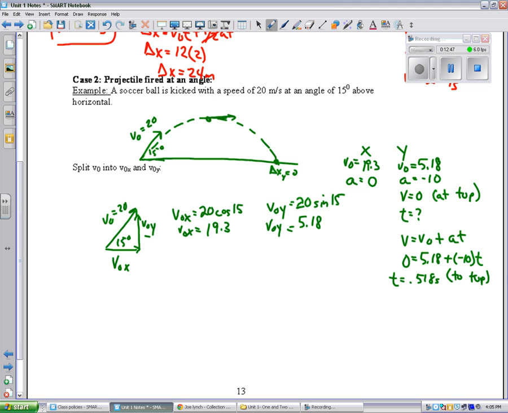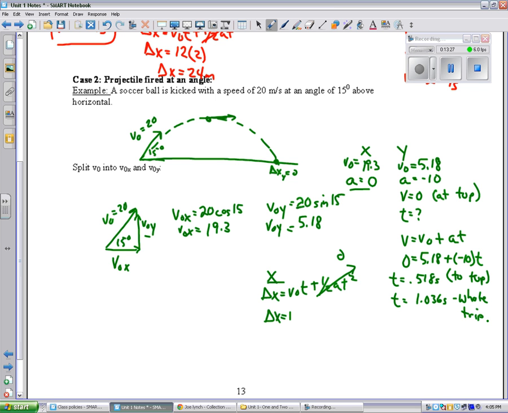What do we do if we want to find the time for the whole trip? We would double it, and that's going to give us a time of 1.036 seconds for the whole trip. Now I can use that on the x side to find the distance. So x side, we're going to use this equation. Delta x is v0t plus 1/2 at squared. This is kind of nice because with an acceleration of 0, this whole part goes away. All right, and I just get delta x equals v0t.